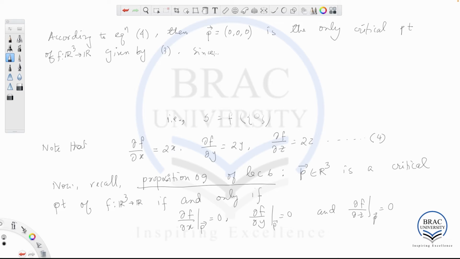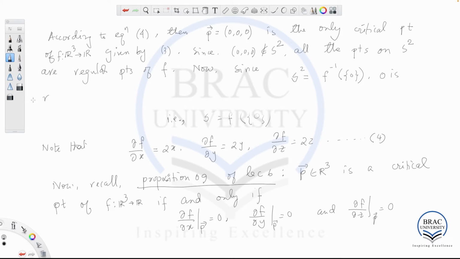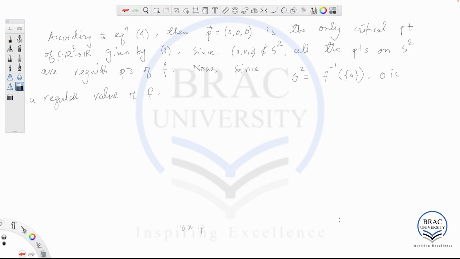Since the origin is not in the two-dimensional sphere, all the points on the two-dimensional sphere are regular points of F. Now, since S2 is equal to the inverse image of 0, 0 is a regular value of F. Good.